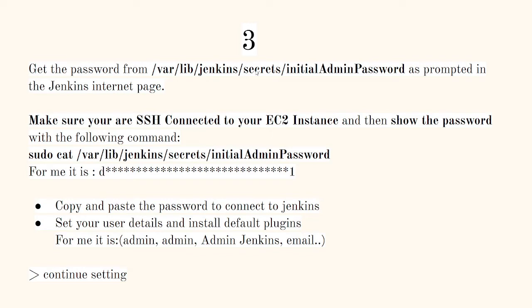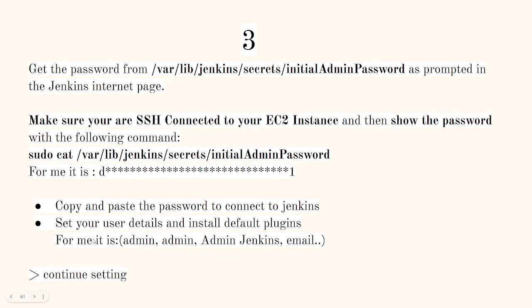You get the password from Jenkins initial admin password file. So you make sure that you're SSH connected to your instance to show the password. And after you just cat the password. Cat means that you're gonna show the password. So for me it has shown a password. I just copy it and you paste it into your internet browser.